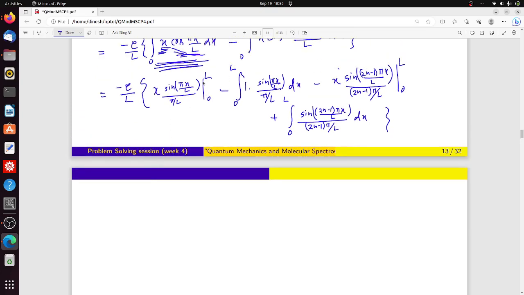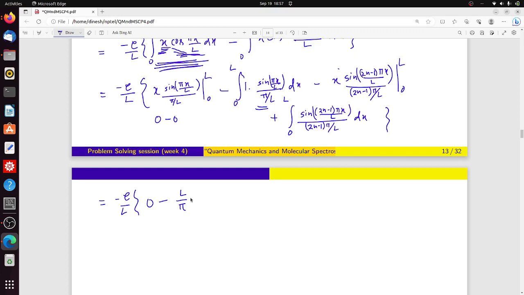If I apply the upper limit L here, then this will be L sine pi, right. So sine pi is 0, so it will give me 0. So upper limit will give me 0, then if I apply lower limit, then there is x, so this will also give me 0. So first term will give me 0, right. Then minus integration of this sine function. Okay, so let me pull out this constant first, L over pi, then integration of sine.